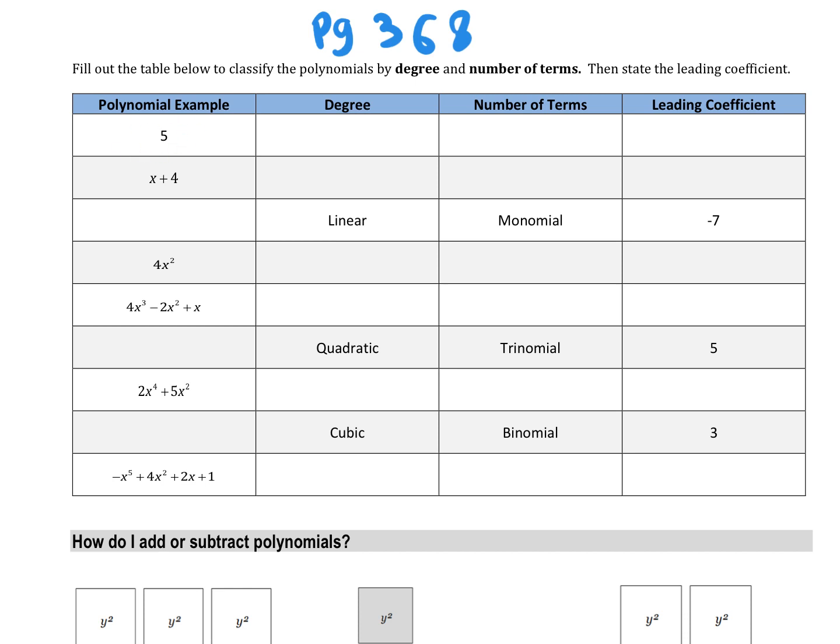Notice there's no variable. If there's no variable, we say the degree is 0, and the word we had for that was constant. Number of terms, there's only 1 term there, so we call that monomial. And the leading coefficient, this is the easiest one, when it's just one thing, it's just the 5. The coefficient is the number in front of the first term. There's only 1 term, so it's that.